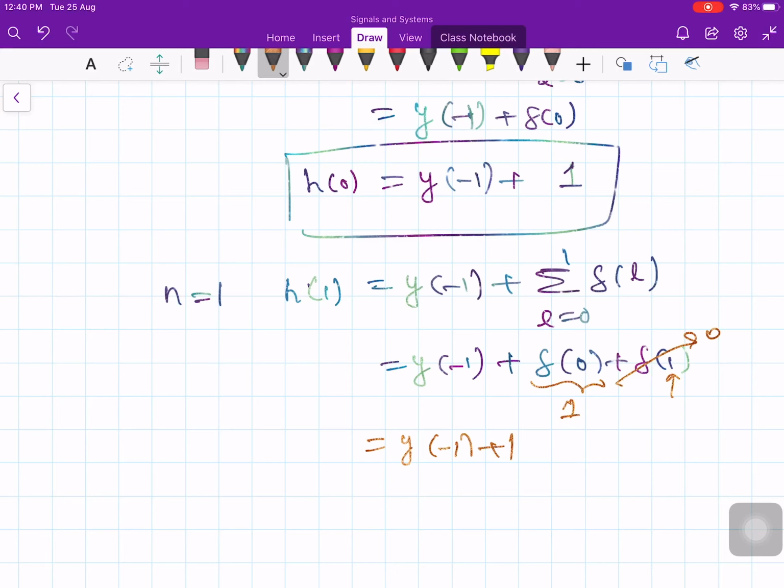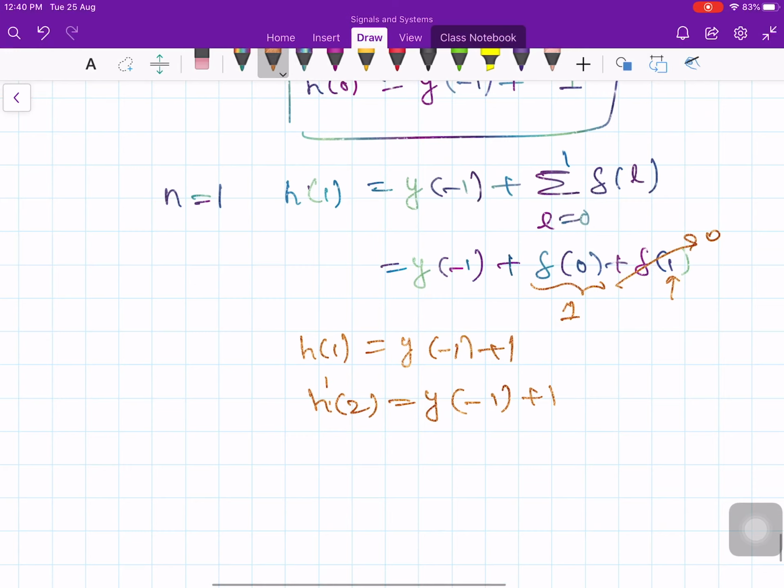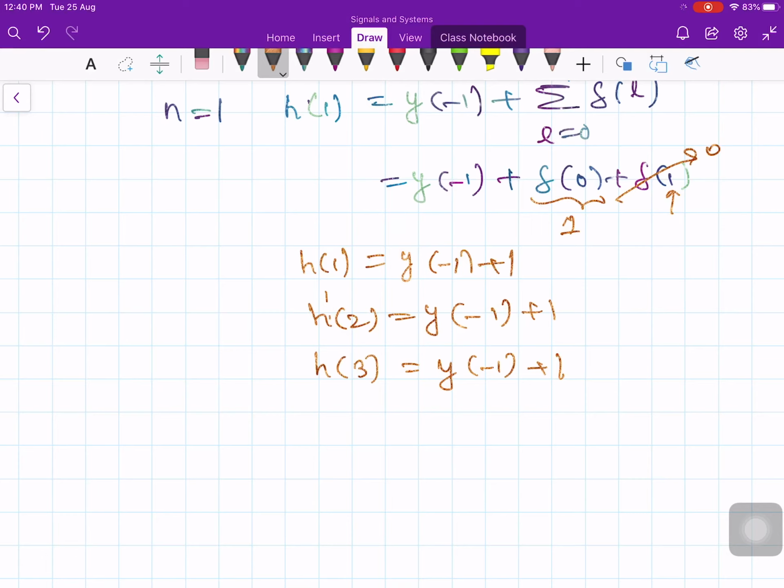Similarly, you can find out h of 2 is equal to y of minus 1 plus 1. h of 3 is equal to y of minus 1 plus 1. Therefore, in compact form, you can write h of n is equal to y of minus 1 plus 1 for n greater than or equal to 0 and 0 for n less than 0.